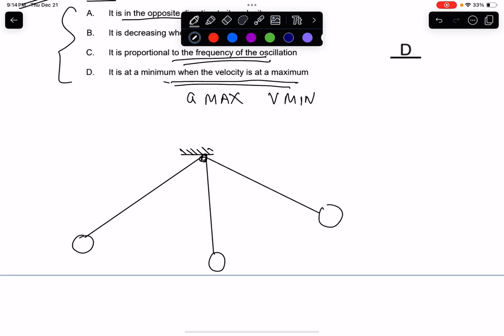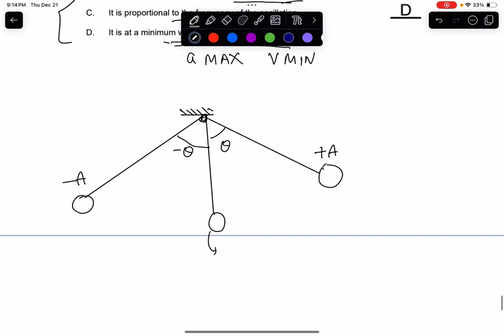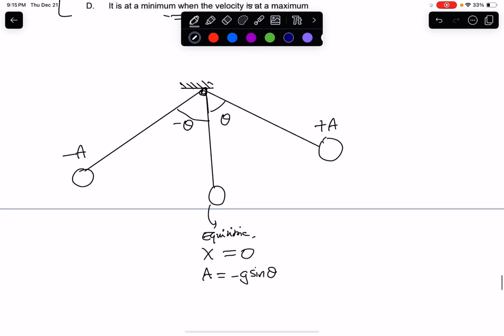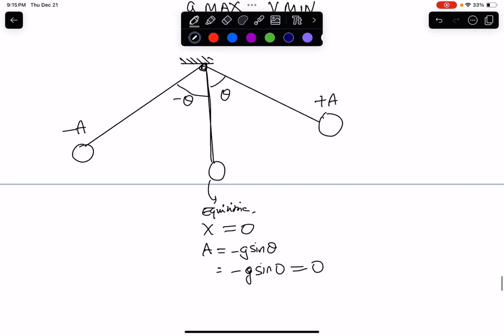So we know that at the simple pendulum, you've got your positive amplitude, you've got your negative amplitude, you've got theta, this is negative theta, and then over here, this is your equilibrium position. So we know that at the equilibrium position, the displacement x is 0. The acceleration a is negative g sine of theta. But in this position, theta is 0. So this is negative g sine of 0. So the acceleration becomes 0.